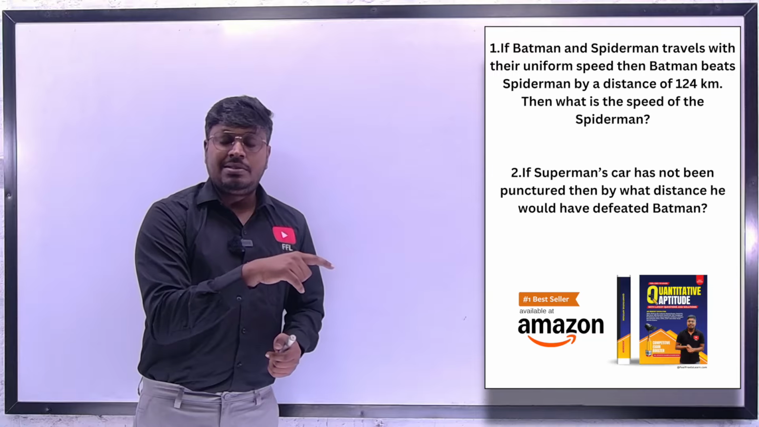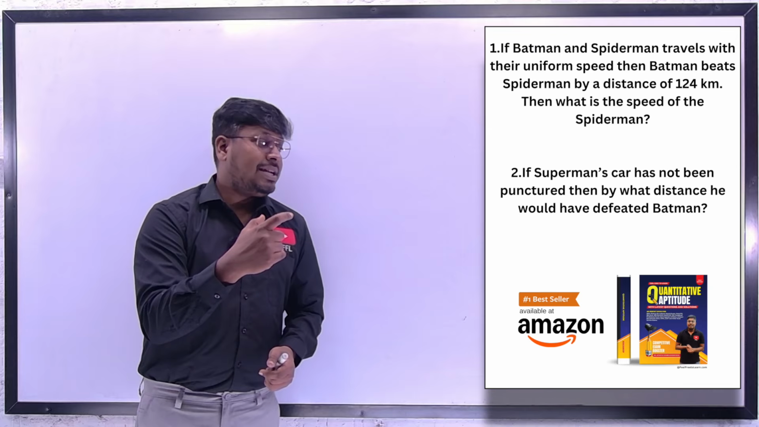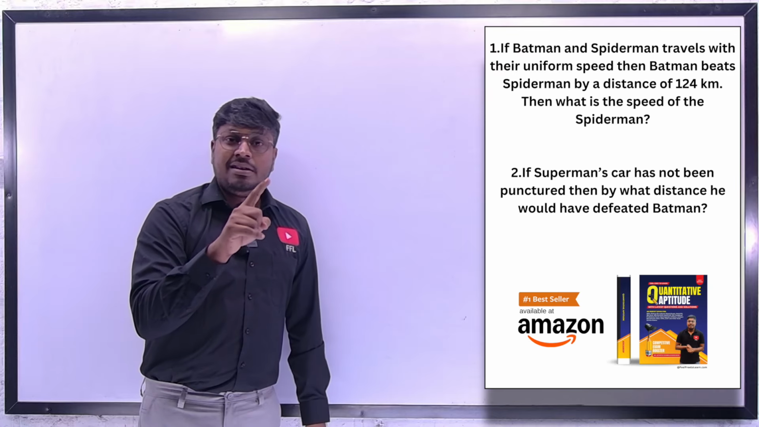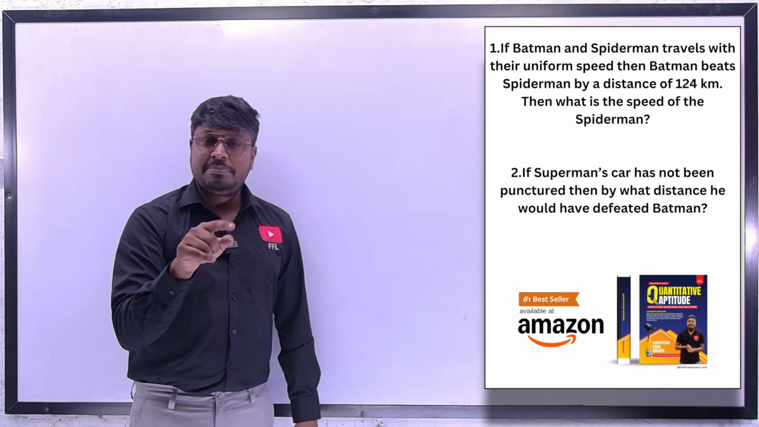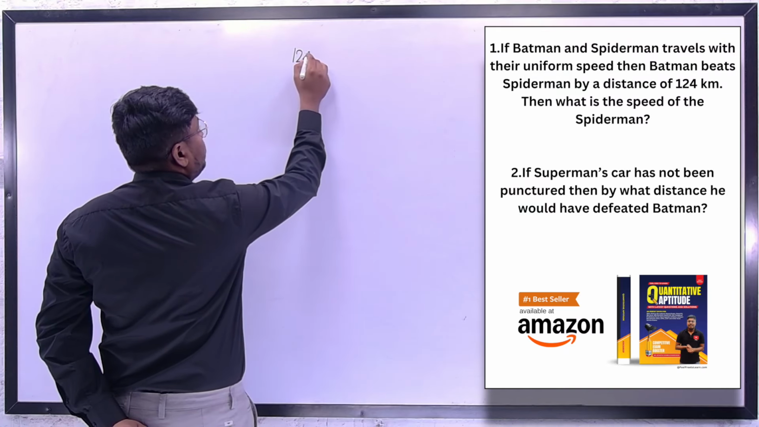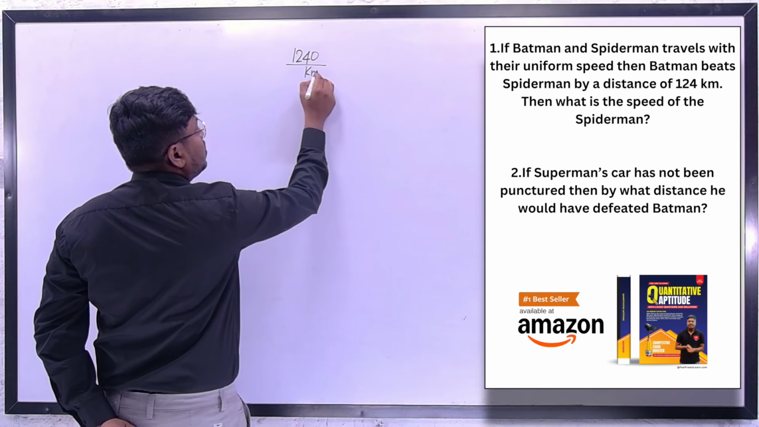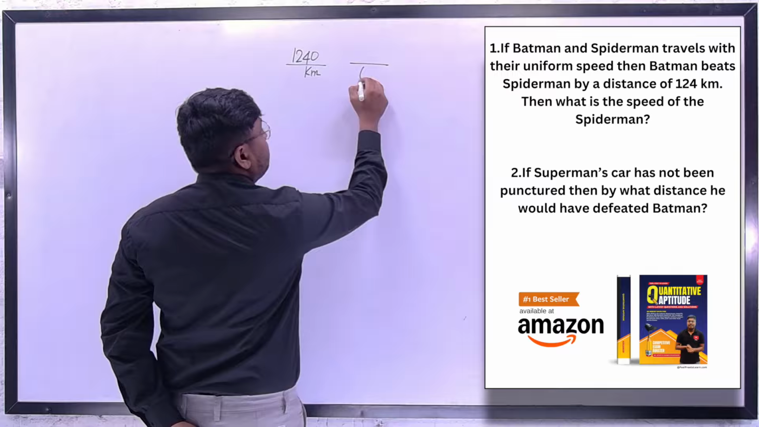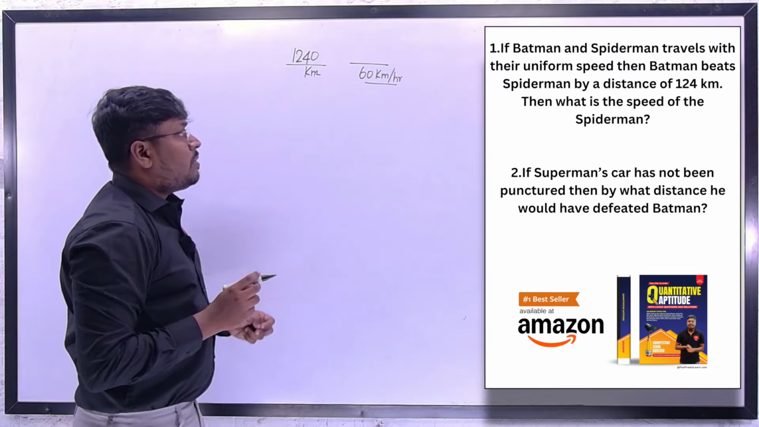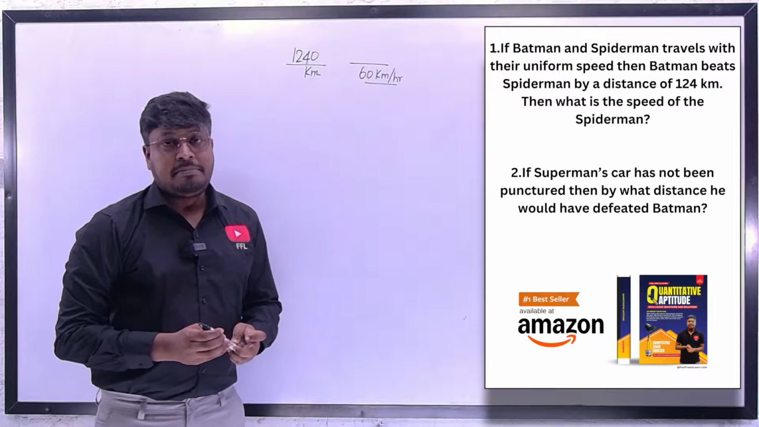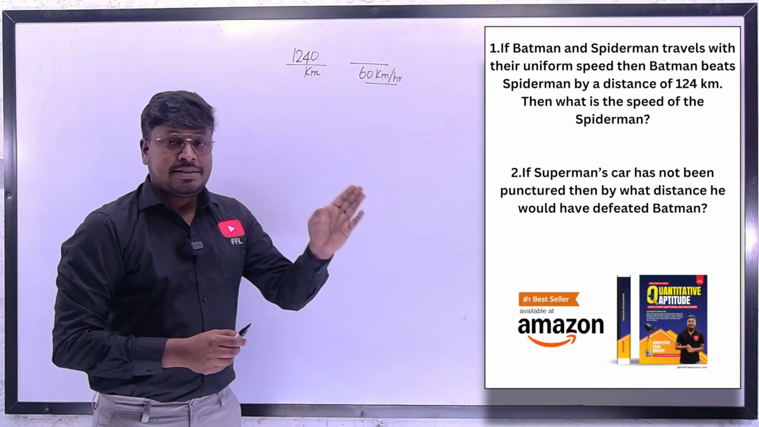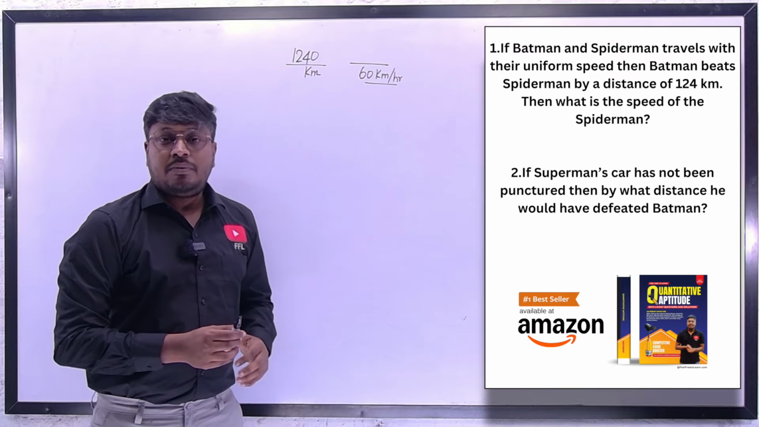In the passage, Spider-Man's speed was not given, but Batman's speed has been given, which is 60 kilometers per hour, right? So according to the question, we just calculated the value 1240. So 1240 will be the total distance, and Batman's speed is 60 kilometers per hour, which was given. We don't know Spider-Man's speed, but they have given one point: just look at it, Batman beats Spider-Man by a distance of 124 kilometers.